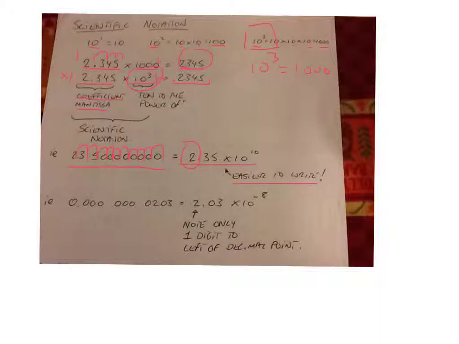And similarly, if we have a very, very small number like this, 0.0000000203, then we can rewrite that by counting the number of places from the existing decimal point to just to the right side of the first digit greater than 0, the digit that's between 1 and 9. So we say 1, 2, 3, 4, 5, 6, 7, 8. So that's 2.03 times 10 to the minus 8, the steps that we took. Okay, so note only one digit to the left of the decimal point here, and here as well.